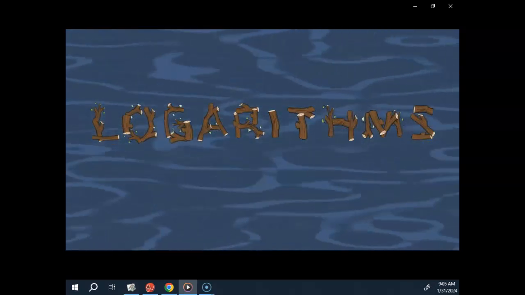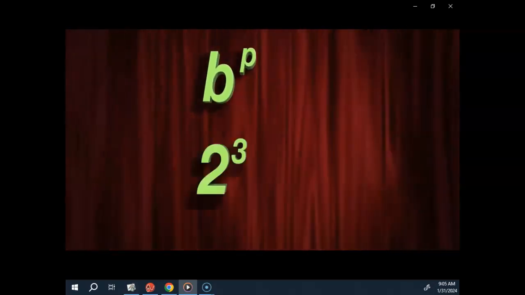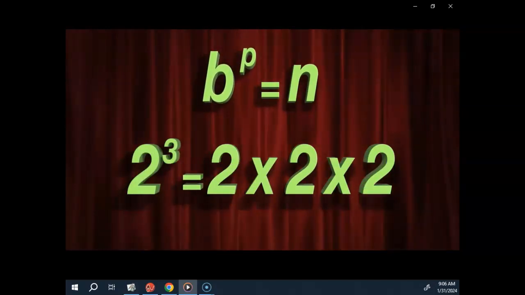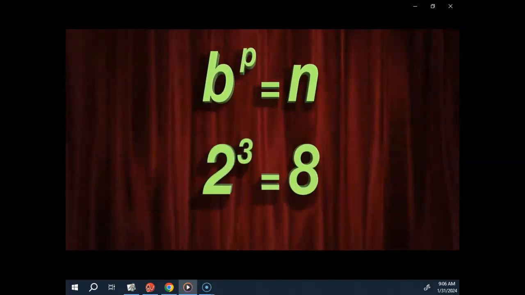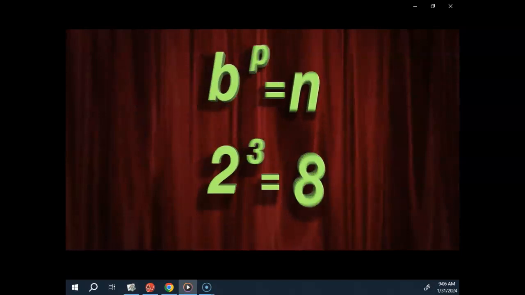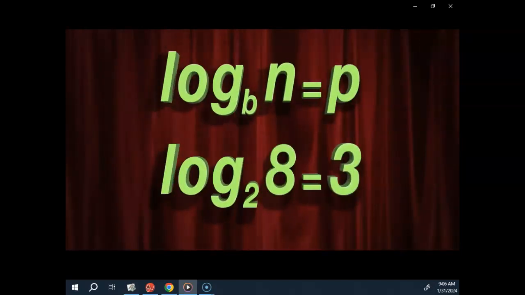Well, what are logarithms? Let's take the base number b and raise it to a power p, like 2 to the 3rd power, and have it equal a number n. We get an exponential equation, b raised to the p power equals n. In our example, that'd be 2 raised to the 3rd power equals 8. The exponent p is said to be the logarithm of the number n. Most of the time, this will be written log base b of the number equals p to the power.